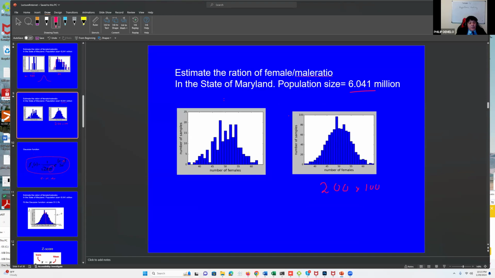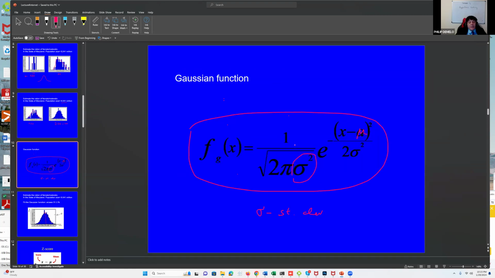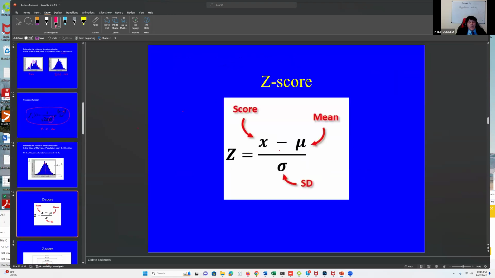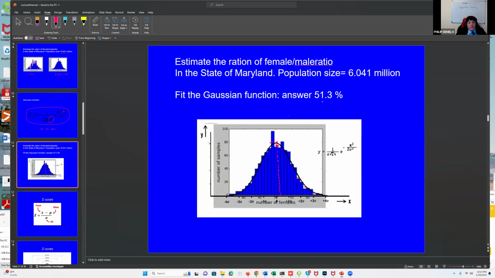We did not do this here because it was 100 here, because this would give us quite a big error when you fit this. But here we have a very, very small error, and we show that the number of females outnumbers the number of males, and the value of that is 51.3, approximately what we have here.